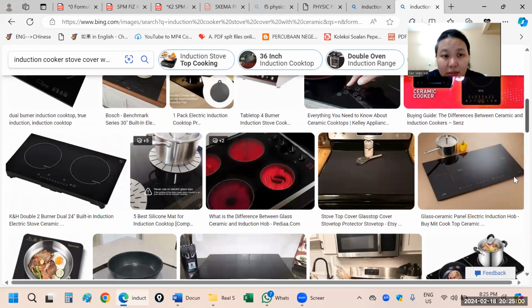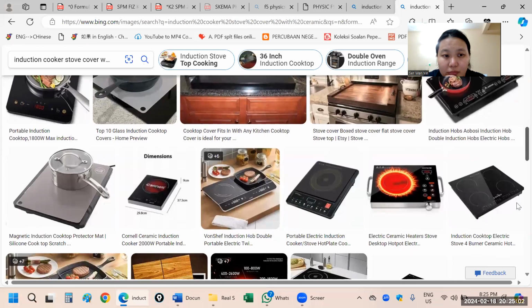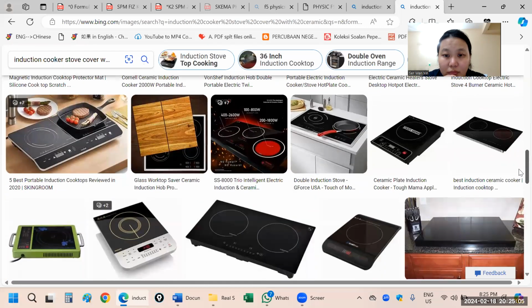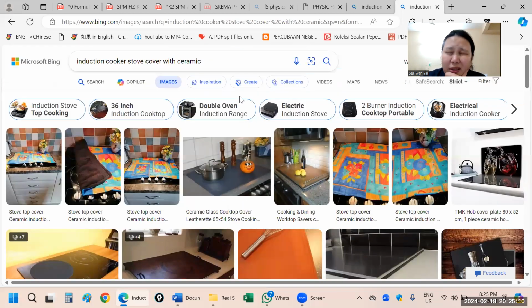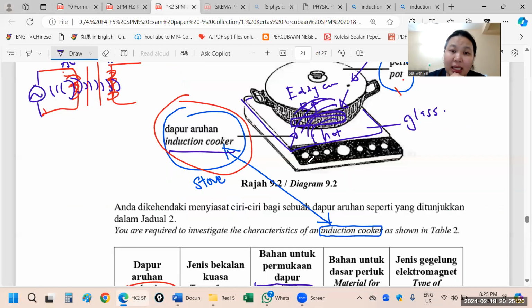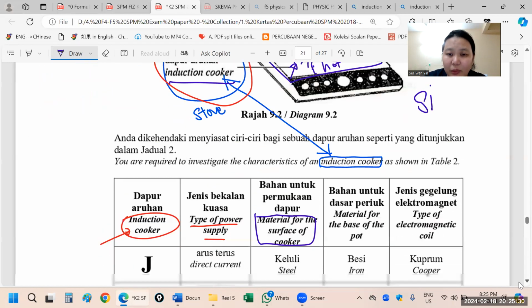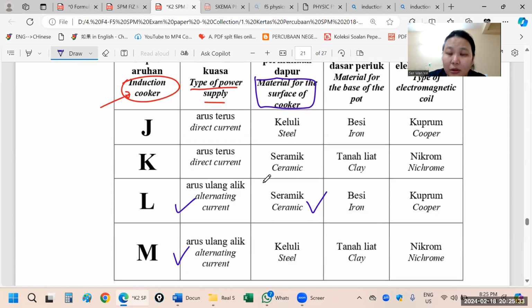Most are glass. Hey, since you learned chemistry, I believe you have learned ceramic and glass are made up of silicon, right? Yeah, 陶瓷. Both of them are made up of silicon. Okay, 陶瓷 and glass are the same element. So why do we use ceramic? Because we want it to heat up slower.